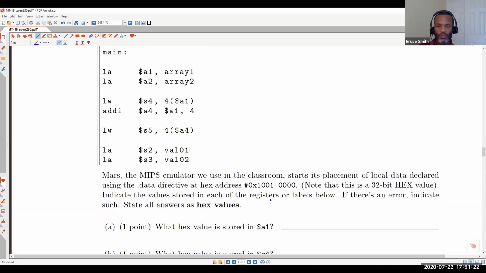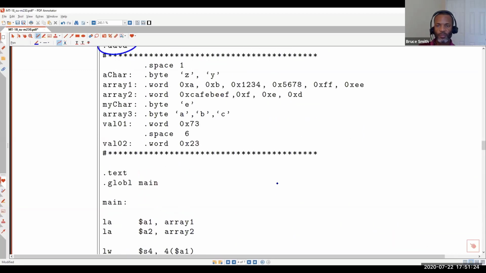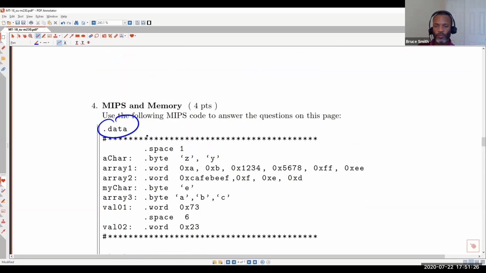This problem says, here's the address. Well, the address that it starts with is 1001 and then all zeros. So I'm just going to focus on the all zeros. So this says assign a value of 0 to the first byte, or 2 bytes or 3 bytes, whatever this number is. It'll give a bunch of zeros to that.